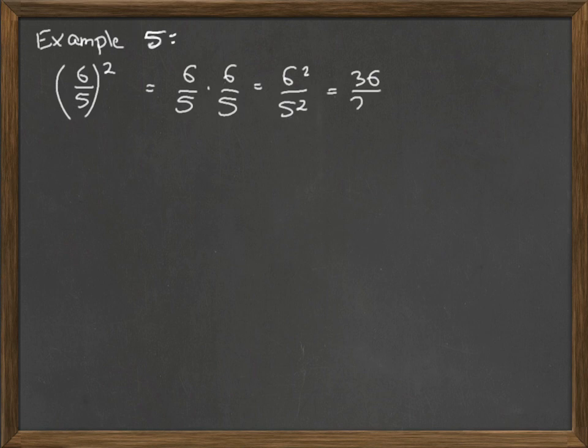And that's going to give me 36 over 25. And again, there's nothing here that can be simplified, so that also 36 over 25 can't be simplified. There's nothing that I need to do to reduce it.